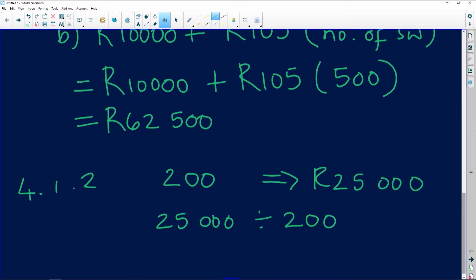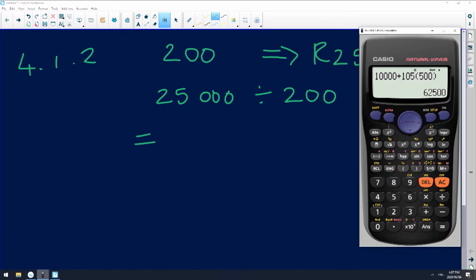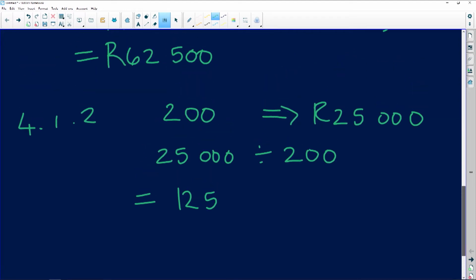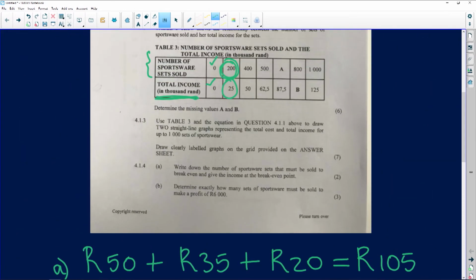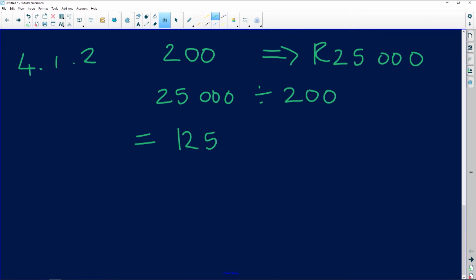And I want to see if I'm going to get the same answer going throughout, basically. So if I say 25,000 divided by 200, I get 125. Okay? So now I know that in order for me to get that 25,000 Rand, it means that I had to multiply my 200 items with 125. Let's see if we get the same when we go to the next one.